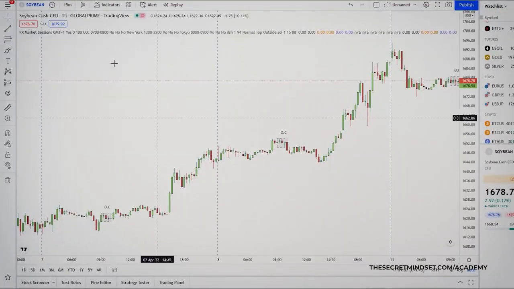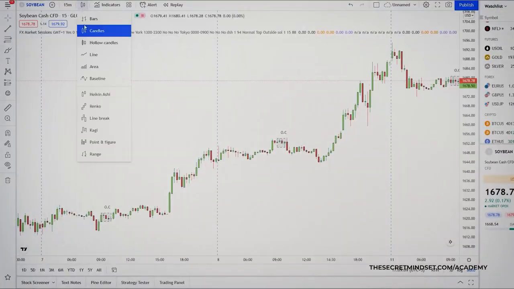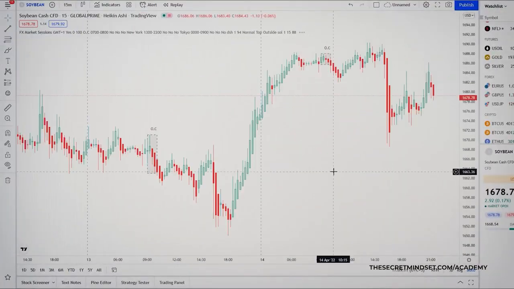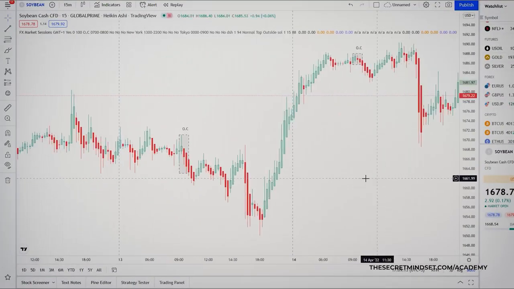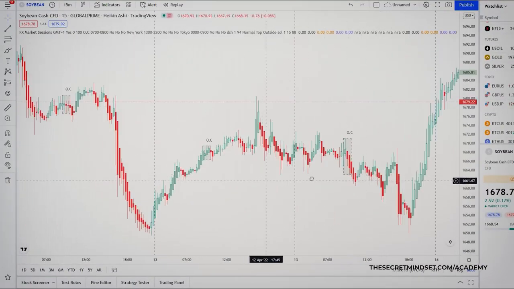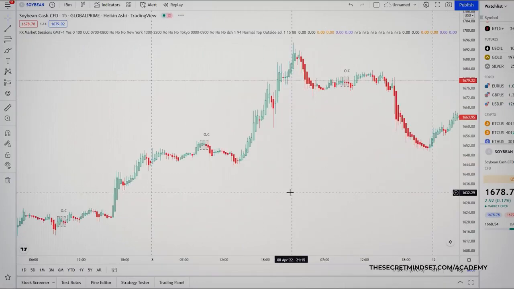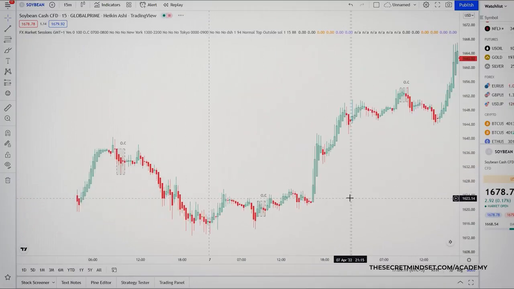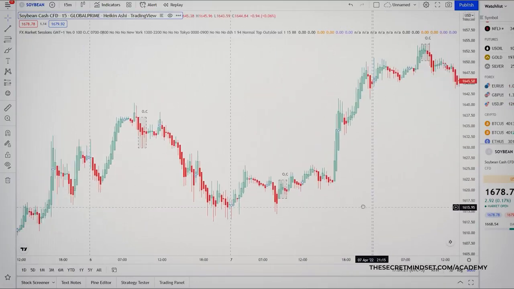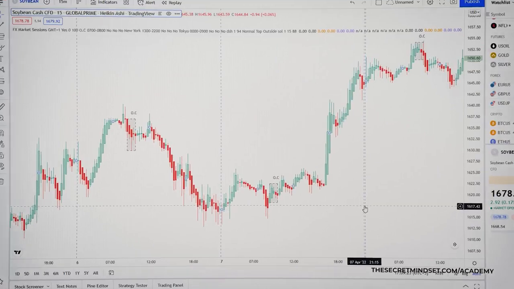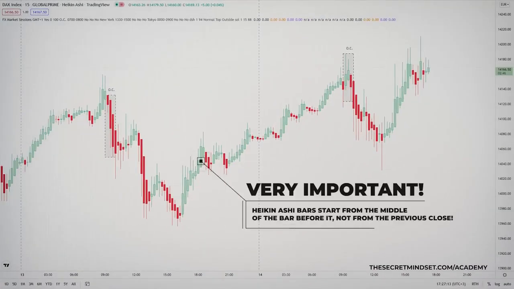Another good filter for the opening channel is Heikin Ashi, because these charts have longer runs of green and red candlesticks. Heikin Ashi candles tend to stay red during a downtrend and green during an uptrend, and this will help you eliminate some false breakouts. Just be careful because each of the Heikin Ashi bars start from the middle of the bar before it and not from the level where the previous candle has closed.